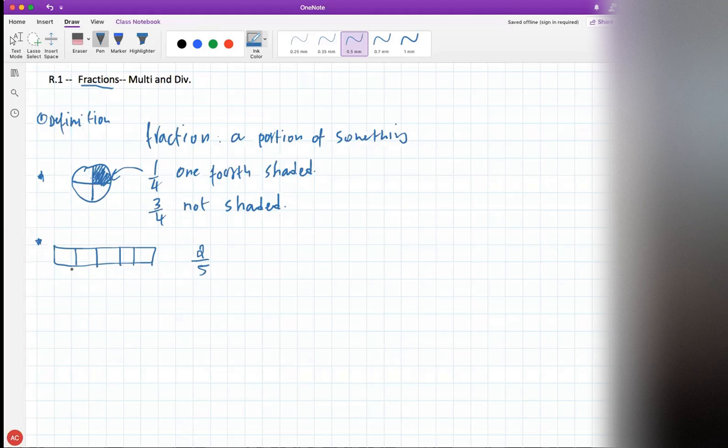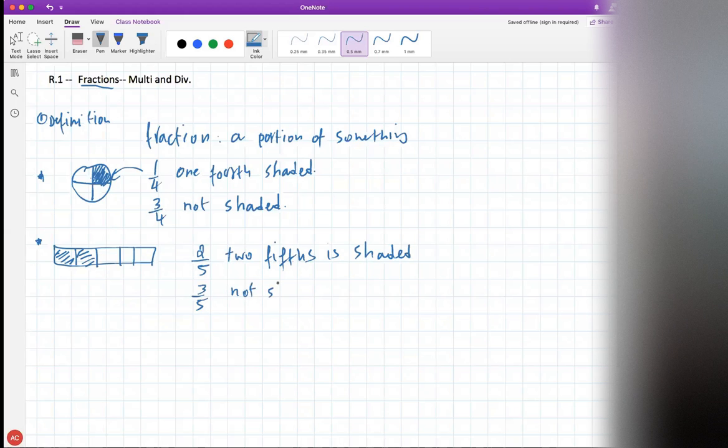And then how many of those pieces do we take? 2. Exactly. 2 out of 5. 2/5 or 2 out of 5, whatever you want to call it. 2/5 is shaded. The fraction, 2 out of 5 is shaded. And of course, the non-shaded part represents how much? How much is not shaded as a fraction? 3/5. Exactly. So 3/5 not shaded.